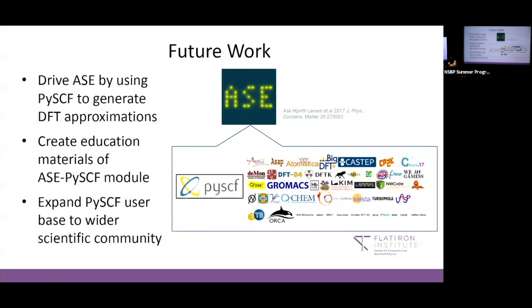So what you're seeing in this graphic here is the goal. What you notice is that PySCF, which, like I said before, is supported by CCQ and overall the Simons Foundation, we want to make sure that it becomes part of the whole list of logos you see here so that we can read it directly into ASE. It becomes a one-stop shop.